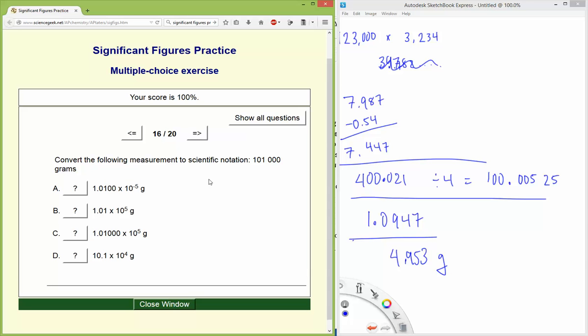Convert the following measurement to scientific notation: 101,000 grams. Again, this site treats these digits as non-significant. It's actually ambiguous, but there's no decimal at the end, so we're going to treat these zeros as ambiguous. So we will go with 1.01 times 10 to the 5.